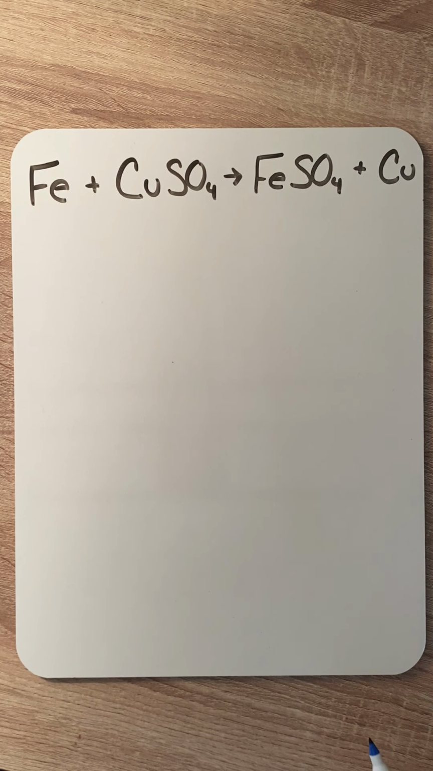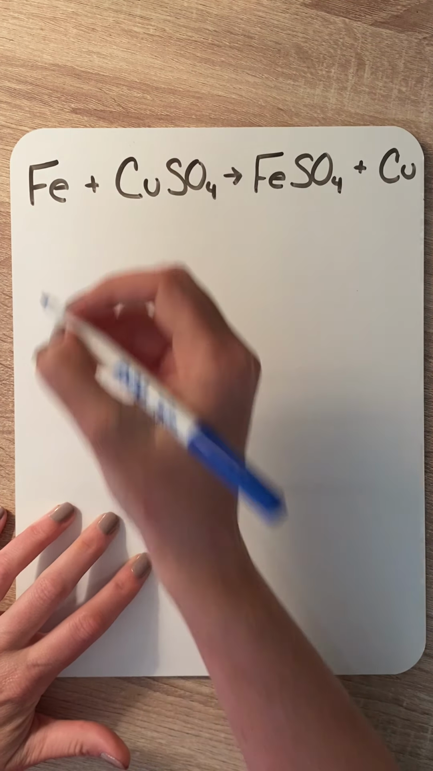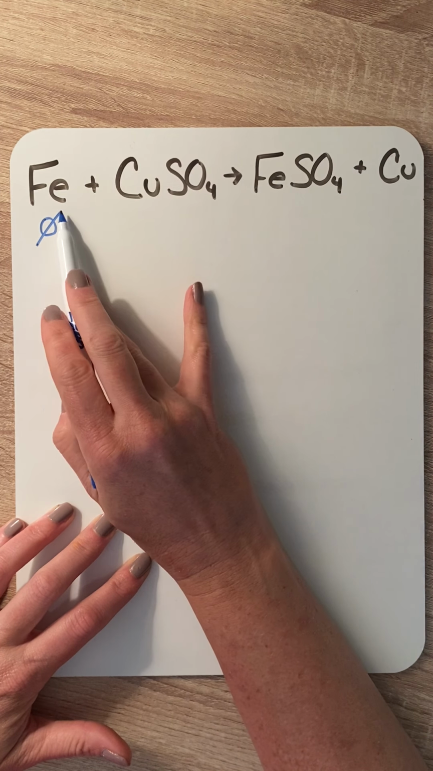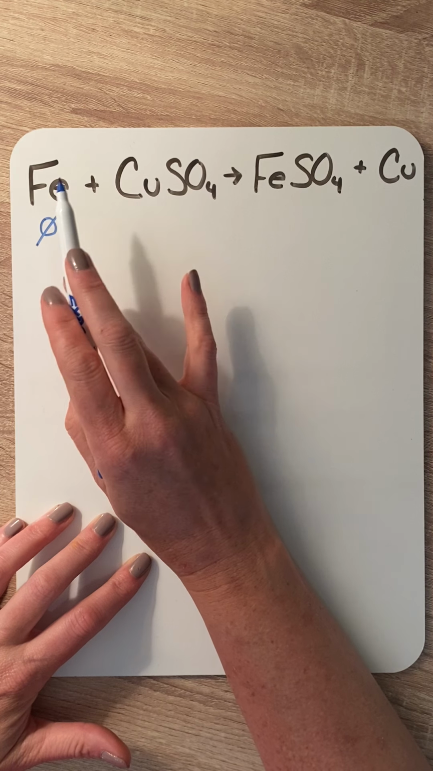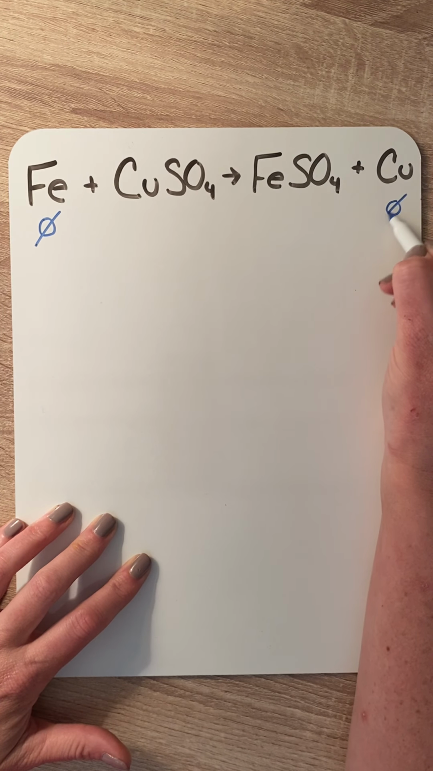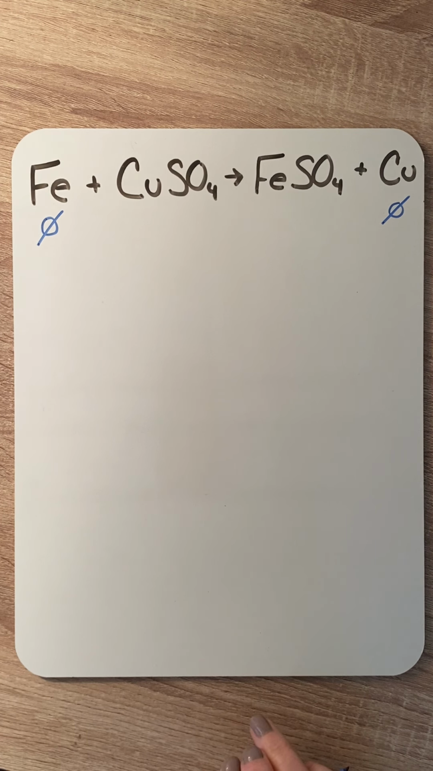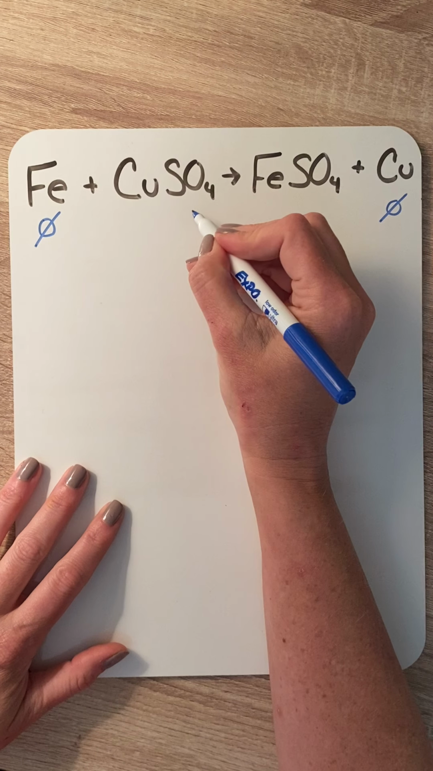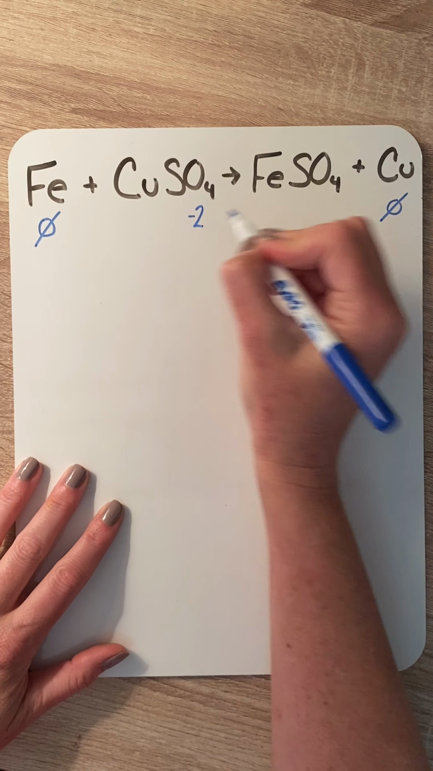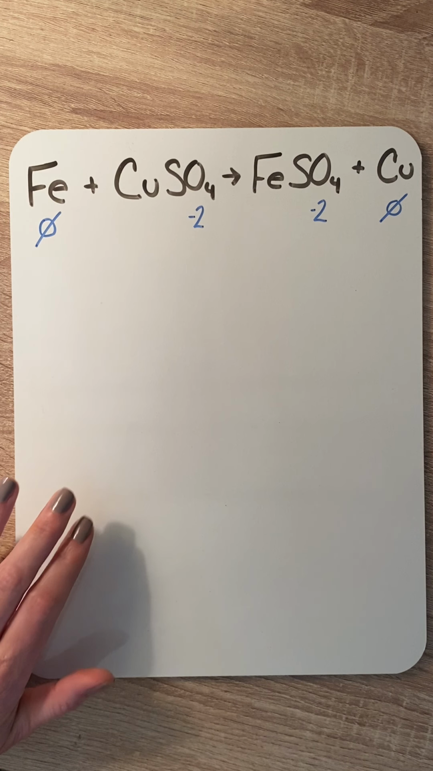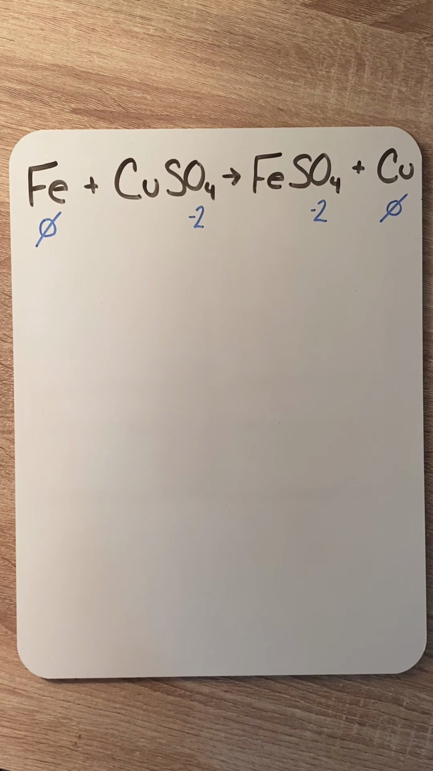So the first thing I'm going to do is write down the charges that I know for sure. I know that iron has to be 0 here because it's all by itself and it's neutral. So if it's neutral, that means 0. Copper is also going to be 0 on the product side because, again, it's by itself and it's neutral. Oxygen has to be -2. So I'm going to put my -2s there. Okay, so far so good.